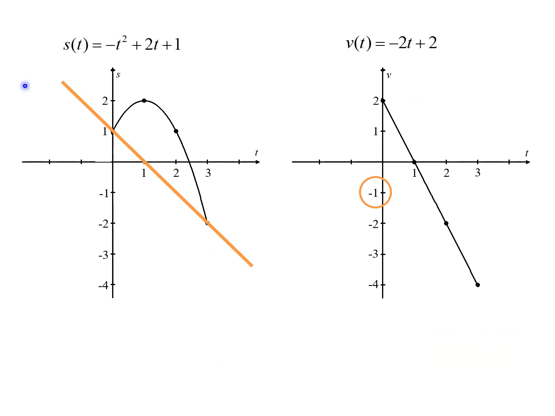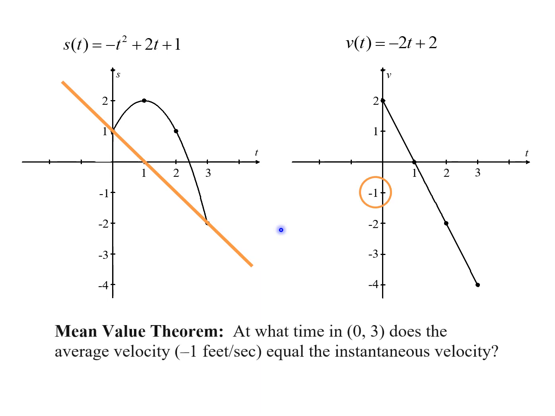Well, it looks like we still have some things up from the last problem, and I did that on purpose. What we're looking at is the mean value theorem. At what time in this time interval from 0 to 3 does the average velocity, which is -1 feet per second, equal the instantaneous velocity? Of course, there are conditions on the mean value theorem like continuity and things like that, but we're just trying to make this simplified.